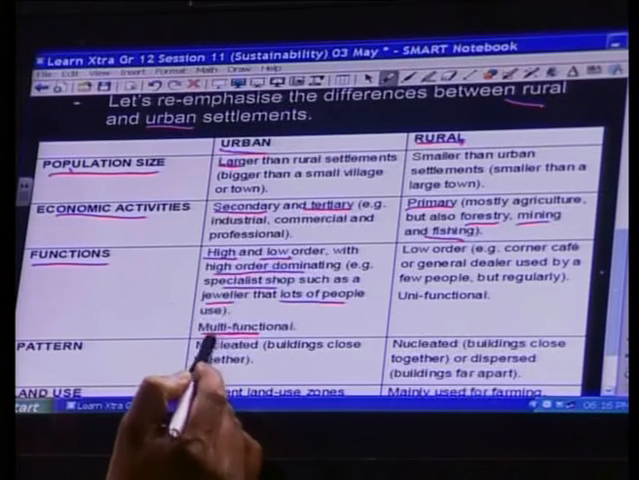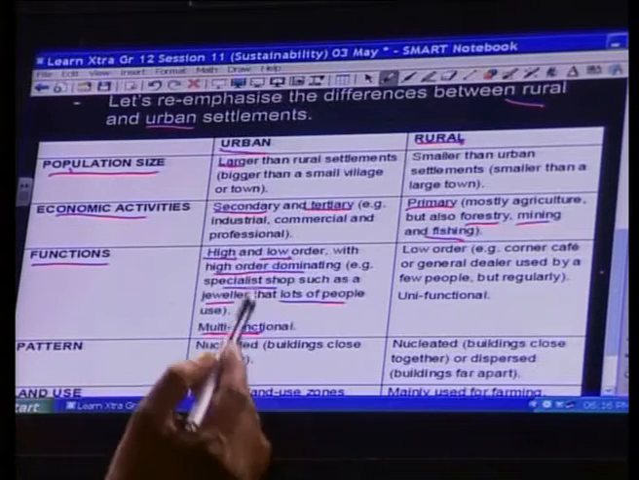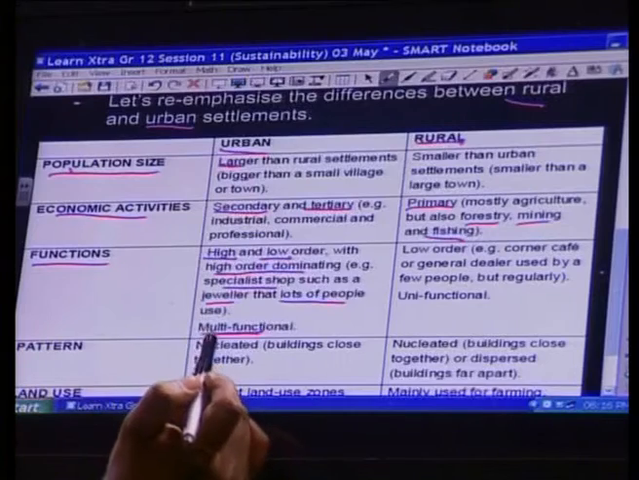Multifunctional. Here's a key word to understand. Let's look closely at high order functions. Simply, high order functions are those functions that we do not need to survive every day. For example, buying a car. A car dealership would serve as a high order function because we cannot buy a car every day. However, bread would be a low order function. Most of us buy bread on a daily basis. That is a low order function.